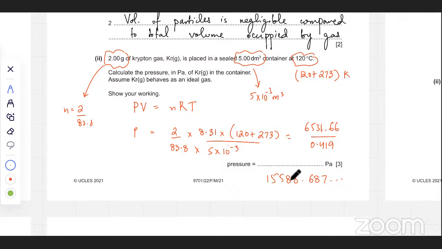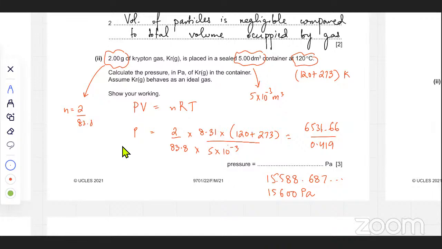So what you can do is convert it into kilopascals. It's going to be 15.6, so you're going to round it off to 3 significant figures, which is going to be 1, 5, and this one would turn into 6, and that's 00 pascals. So we're going to quickly have a look at the marking scheme just to see if I've done the calculations properly. This is the first question.